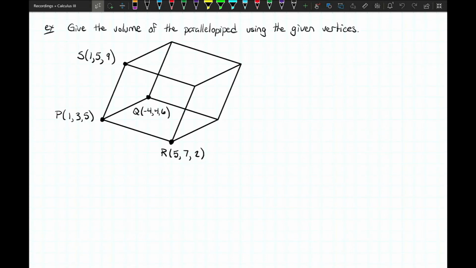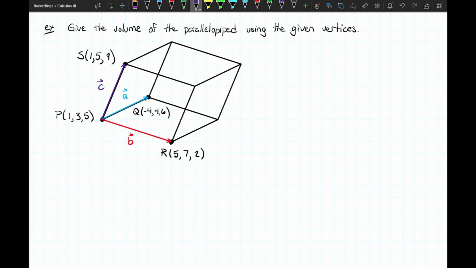Well, here's a parallelepiped with 4 of the vertices given. We have P, Q, R, and S. What we're missing, though, is the actual vectors that form the parallelepiped. So let's start off by defining a vector from P to Q. That vector, maybe we'll label as A. And we'll do the same thing with a vector from P to R. We'll call that B. And a vector from P to S, we'll call that C.